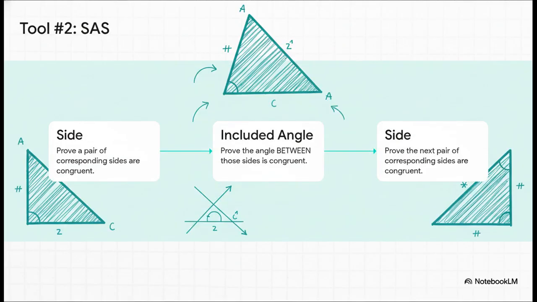Tool number 2 is side angle side, or SAS. Now for this one to work, you need two sides and the angle that's between them. Think of it like a sandwich. The angle has to be the filling squeezed right in between the two sides. If that little sandwich pattern matches on both triangles, they're congruent.